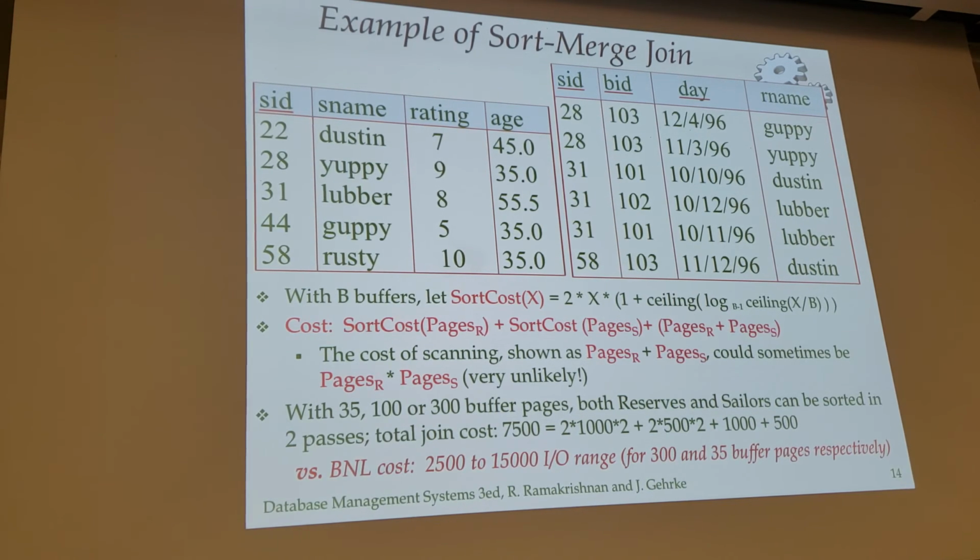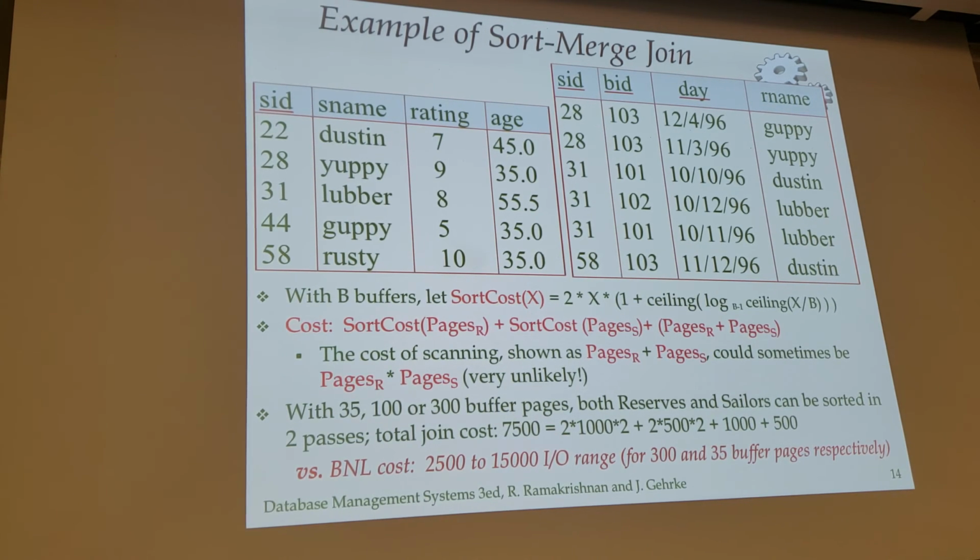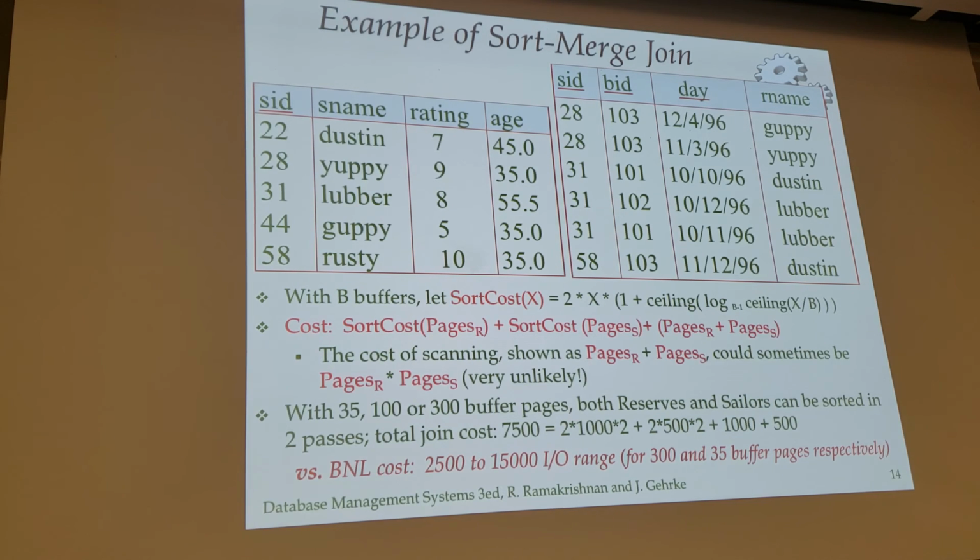As a reminder, the block nested loop join, which we just went over, with those B minus 2 things inside a hash table, could depend on the value of B, and it'll be between 2,500 and 15,000. So notice that in some cases BNL, block nested loop join, is better, because 2,500 is better than 7,500. On the other hand, 15,000 is worse, so it really does depend on how many buffer pages you have, if you're looking at the cost of the sum.